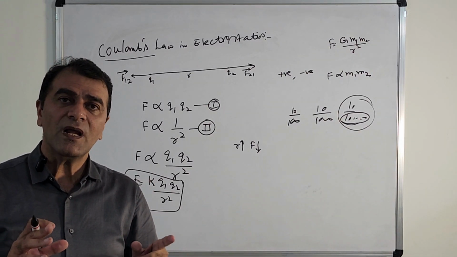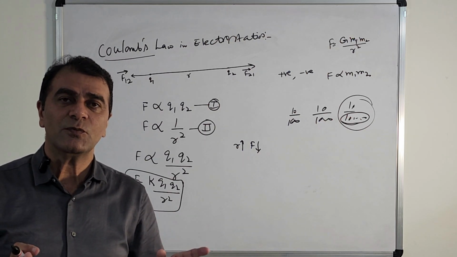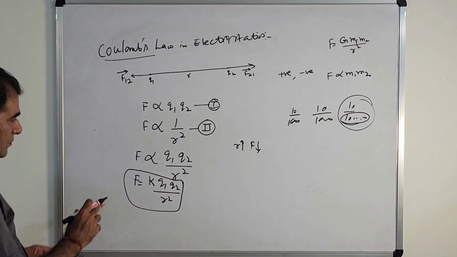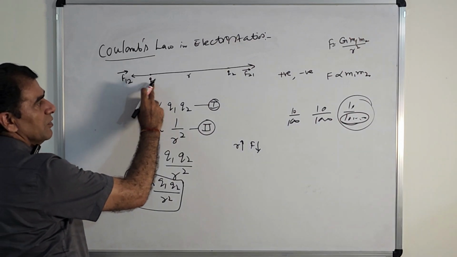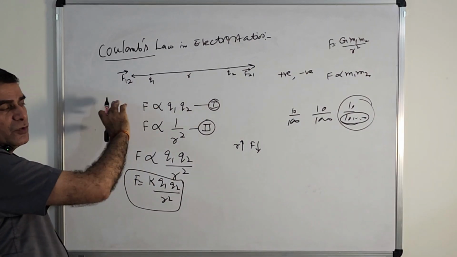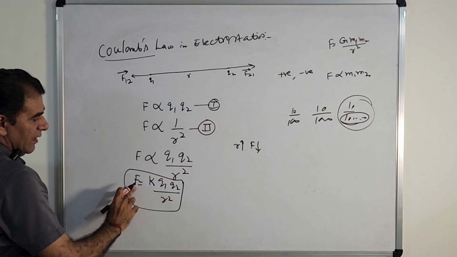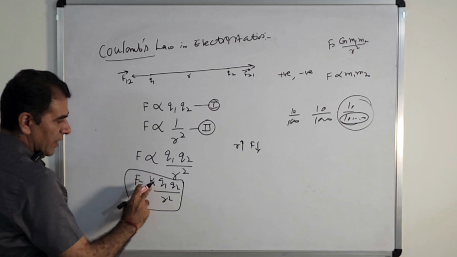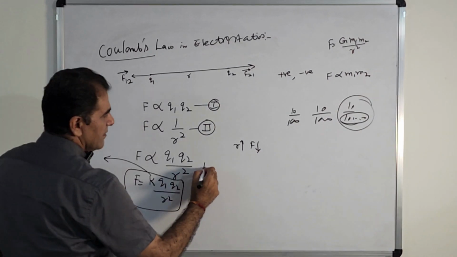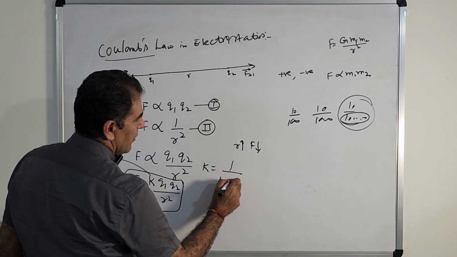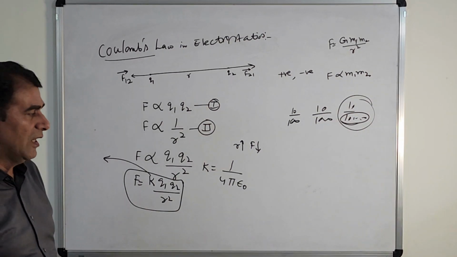Remember, Coulomb's law is valid for point charges only. Remember this point, right? So F is the force of attraction or repulsion depending upon the polarity of charges, whether these are positive, positive, positive, negative, or negative, negative. I told you earlier. Then this force will be equal to K times Q1 Q2 upon R square. What is K called as? K is equal to 1 by 4 pi epsilon 0.